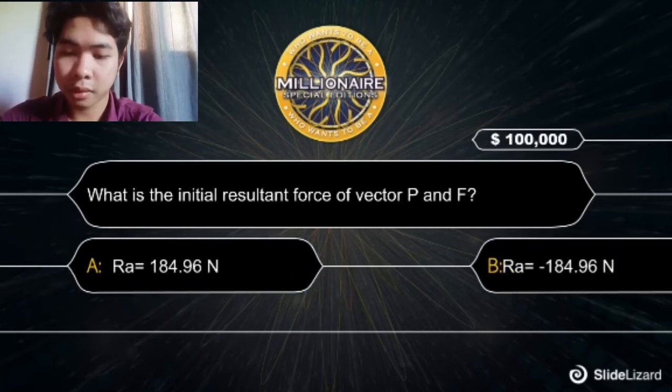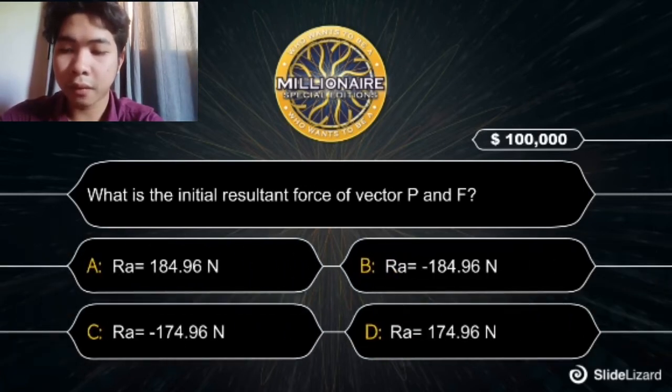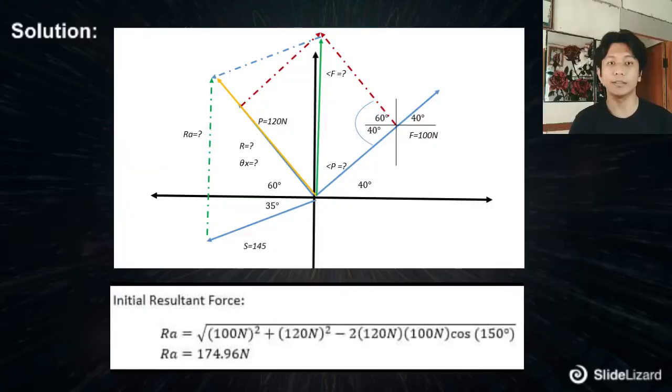And for 100 pesos question, what is the initial resultant force of vector F and P? The answer is D, 174.96 newtons. The initial resultant force of vector P and F can be found by using the method called the law of cosine, because of its oblique triangle that was traced by the coordinates in Cartesian plane. Then, substitute all the givens to formula.